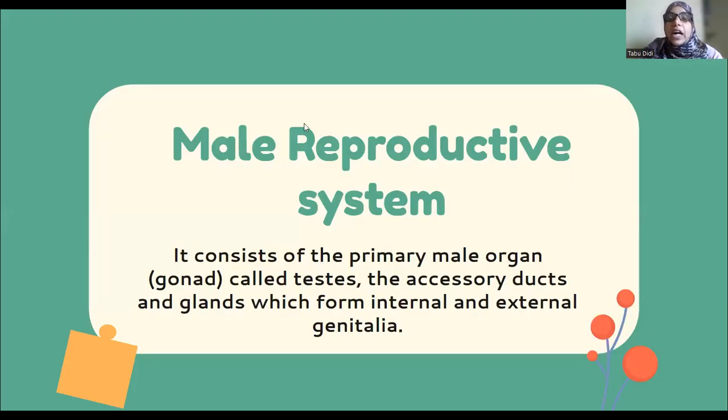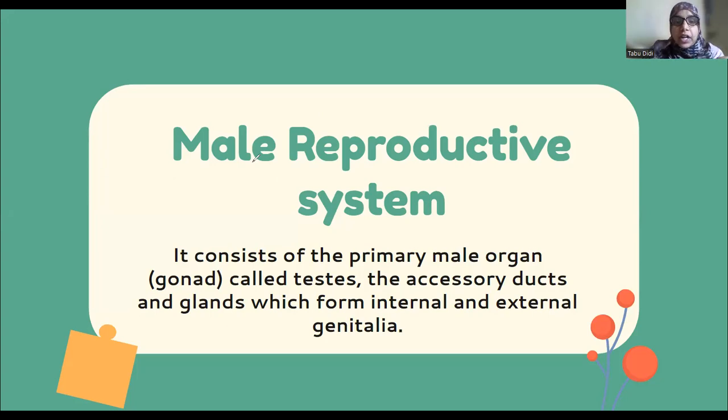So now we are beginning with the main topic of the chapter, that is the male reproductive system. We begin with the first reproductive system type, that is the male, and then in the next part we are going to cover the female reproductive system. So how are we going to go about discussing the topic?